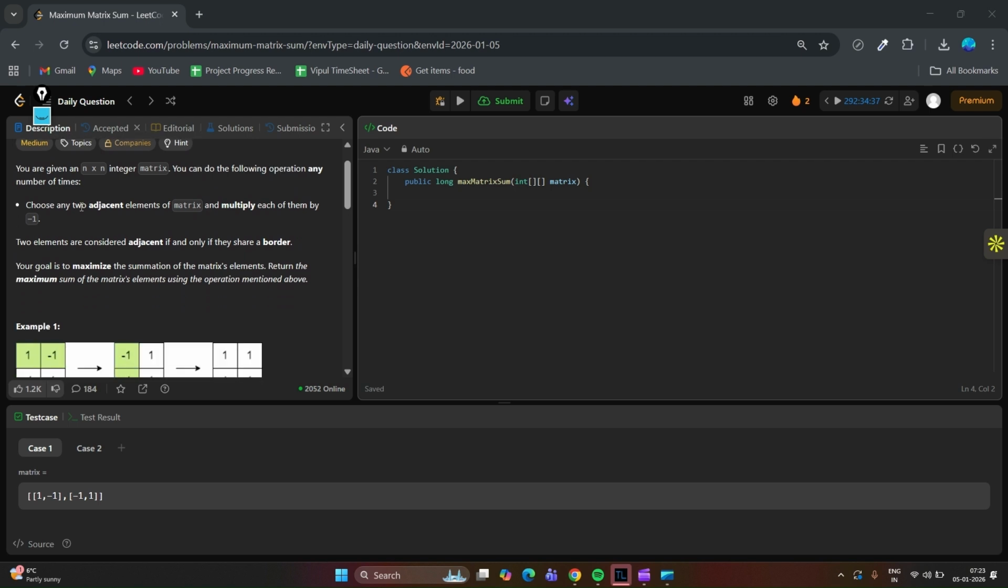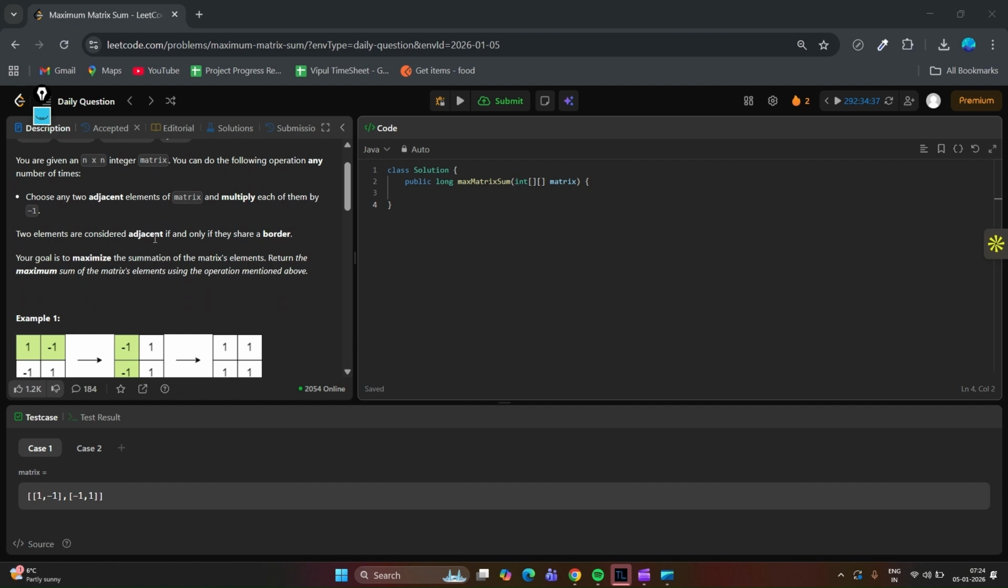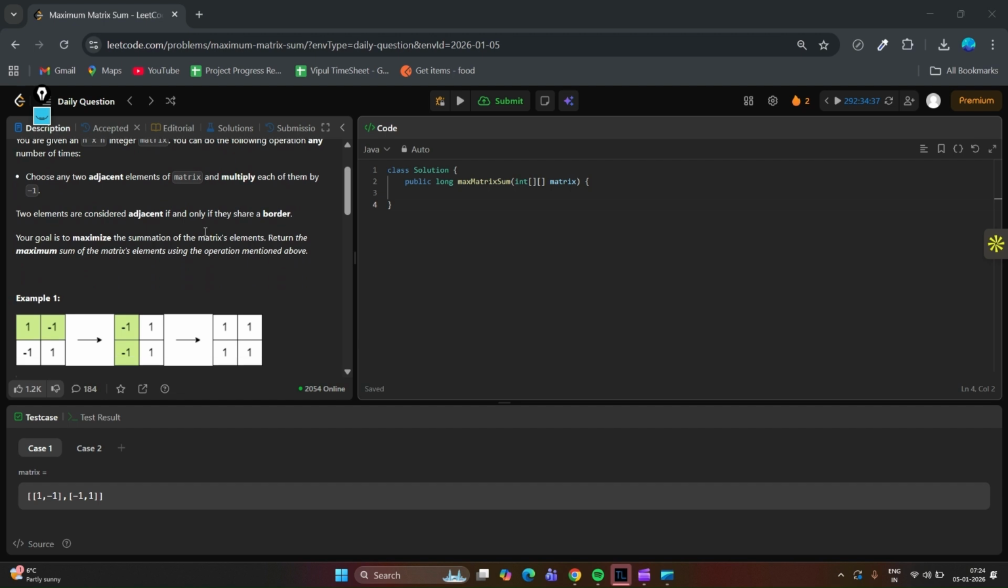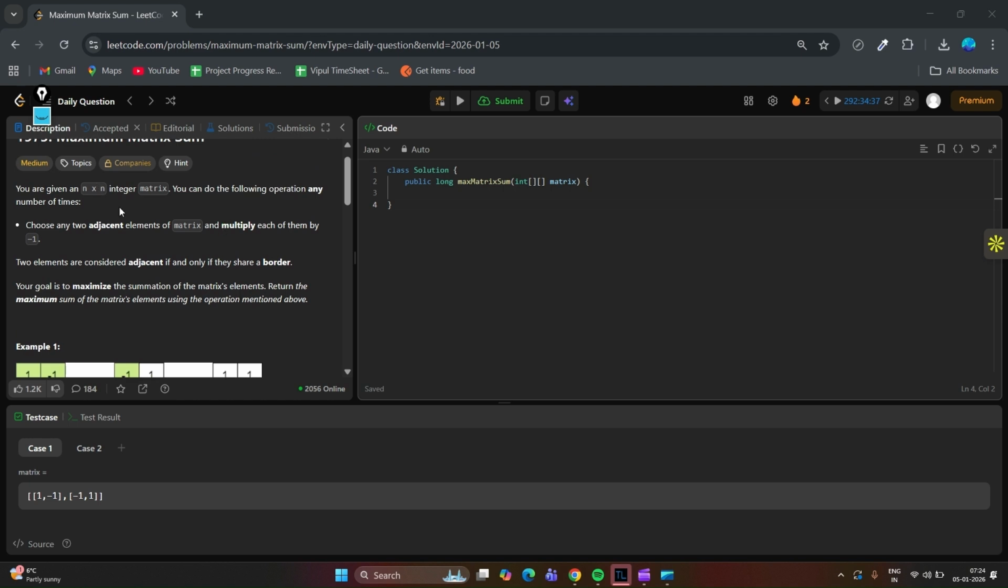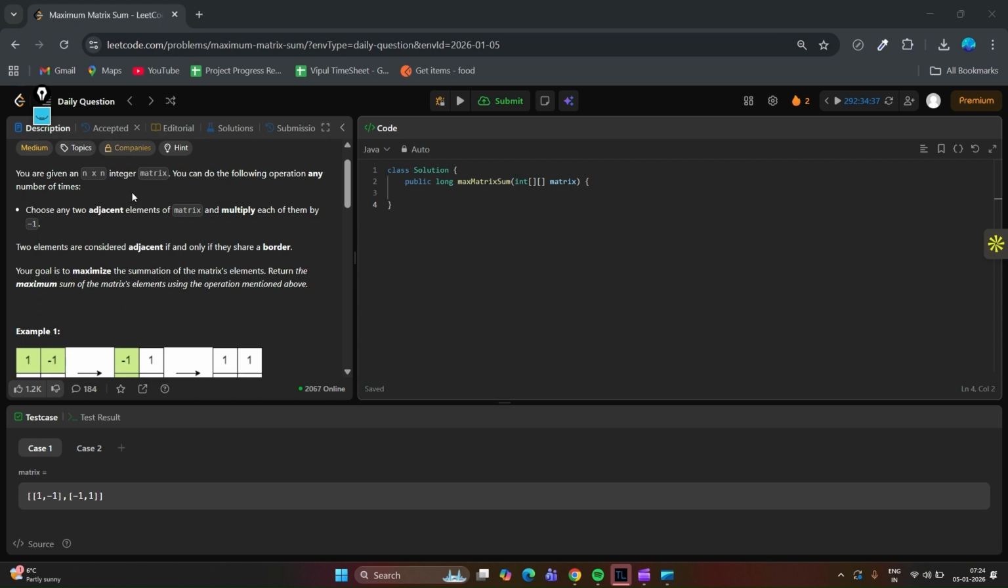And what it is saying, look at it. It says you are given an n into n integer matrix, and you can do the following operation any number of times. Choose any two adjacent elements of the matrix and multiply each of them by minus 1. Two elements are considered adjacent if and only if they share a border. So you have a matrix n into n, and you can apply this operation.